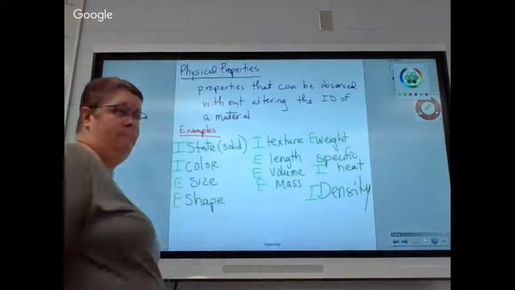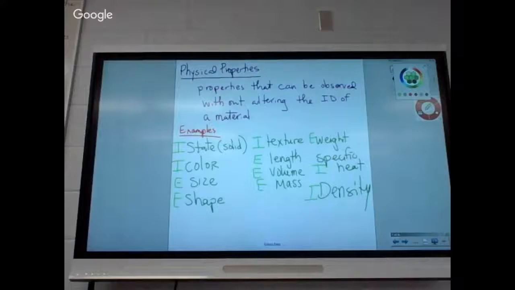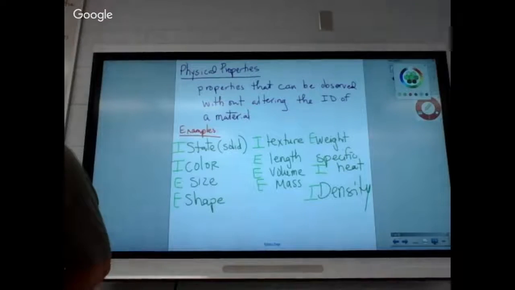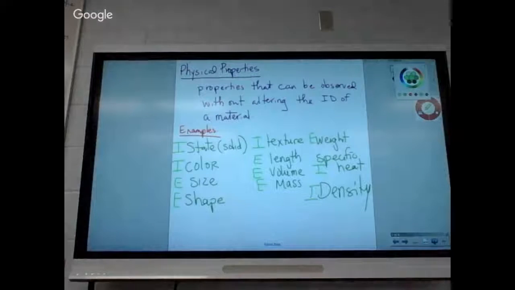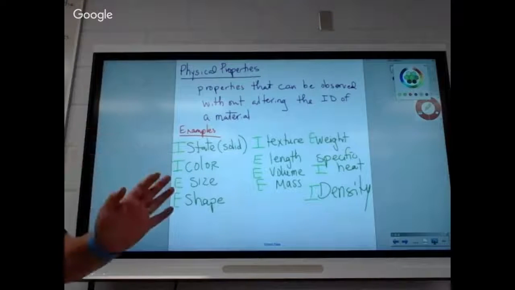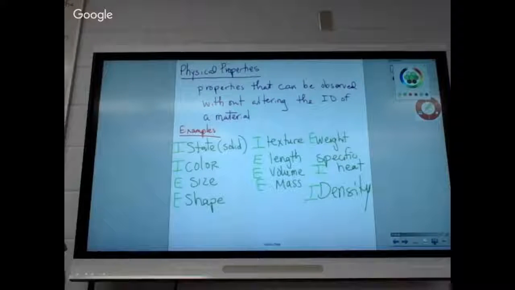So like a tree and a desk have the same density if they're made of the same wood? Yes. If it's the same type of oak, they should have the same density. But if it's different types of oak, then the density can vary slightly. If you have mahogany and you have oak, the density will be different. All woods do not have the same density. But if you have the same kind of oak, the density should be the same.